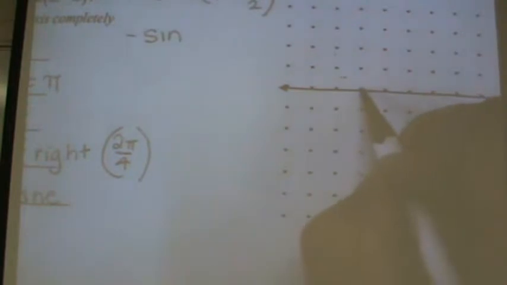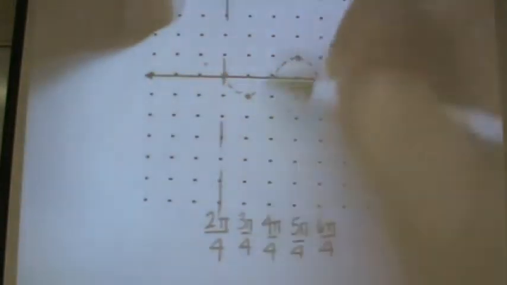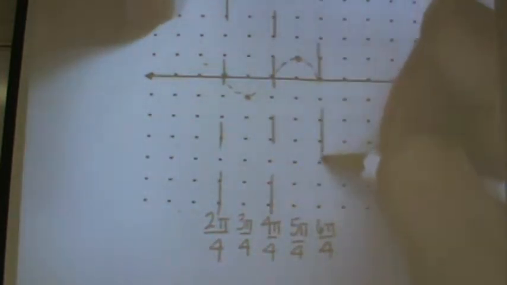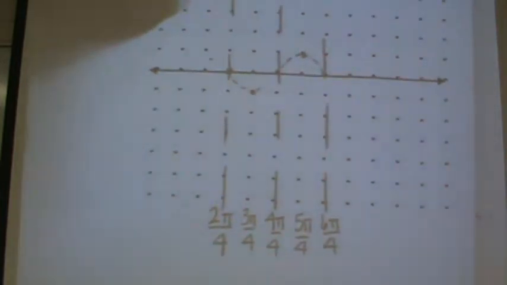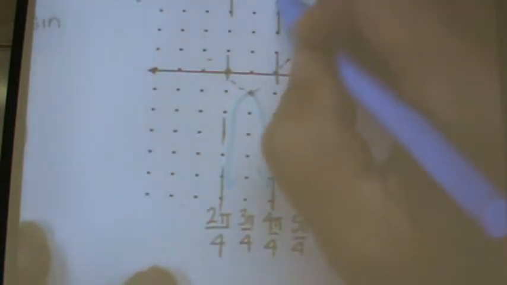So how are you going to graph this? You're going to start here, and you're going to go down. It's an amplitude of 1. So this is the sine curve you should have. Then your asymptote should be broken. And your graph would look like this. Just like that.